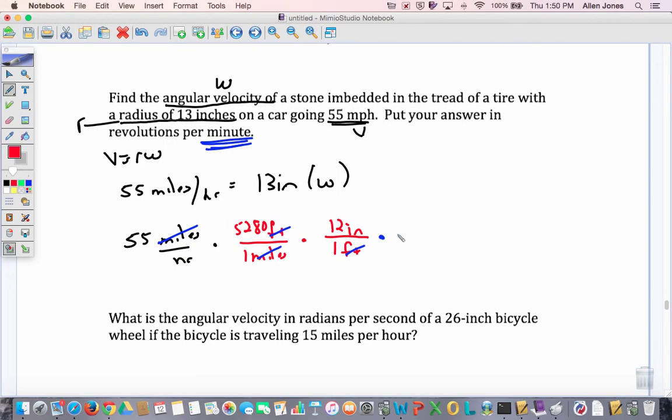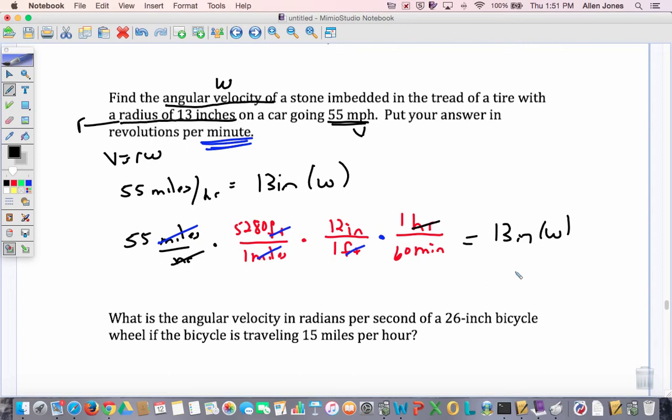Now, since I'm looking at my directions, I also want to label in minutes. So I'm going to do some more unit conversions and change my hours over to minutes. So I want to cancel my label of hours. I want to change it to minutes. I assume we all know 1 hour is 60 minutes. So we'll cancel those labels out, hours and hours here. And when I make that calculation, that will give me my left-hand side, which is going to be equal to 13 inches times our angular velocity.